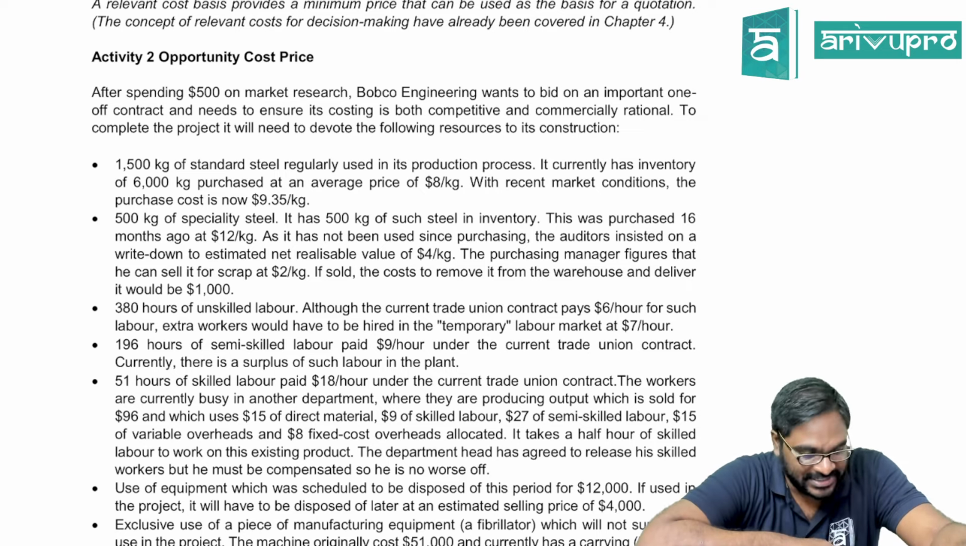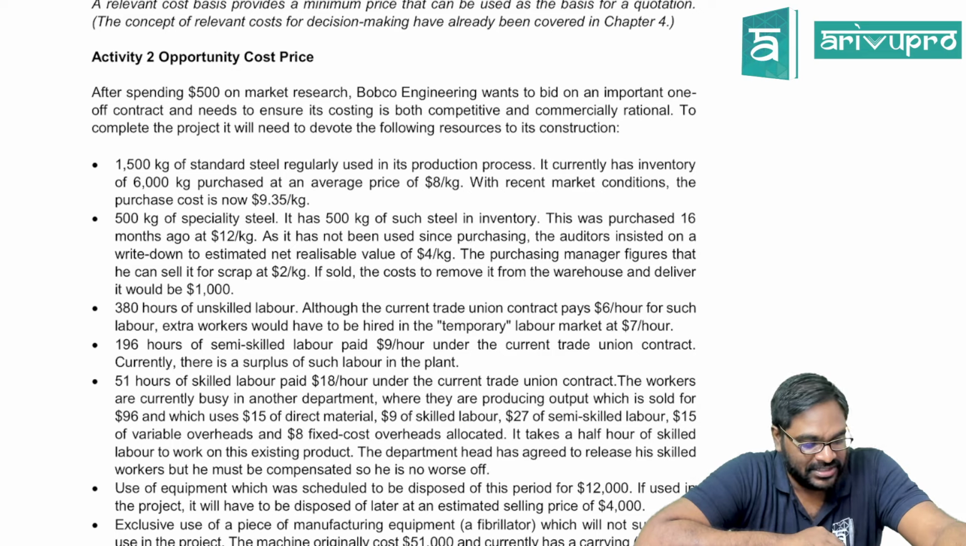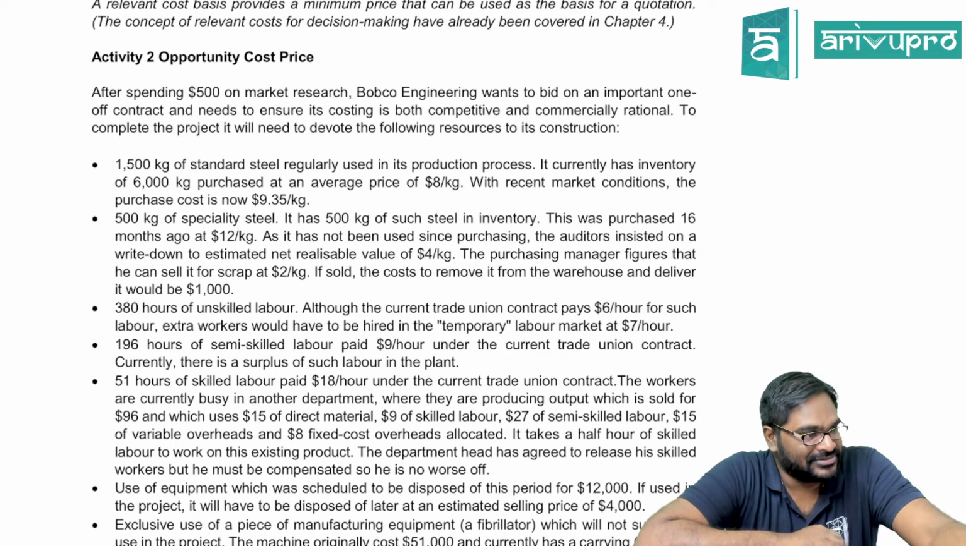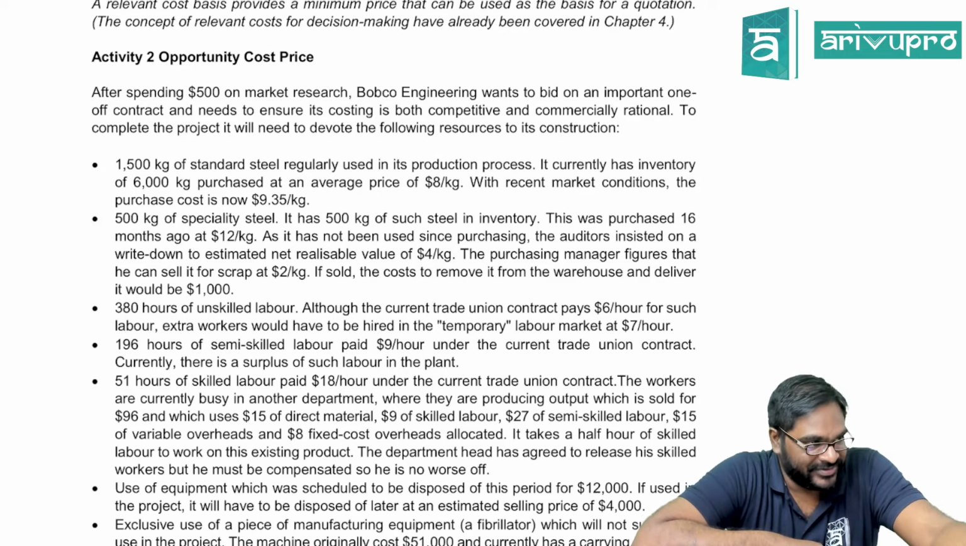9.05, 9.35. 0. Relevant cost is 0. Right. Let's check. That is already incurred, and already incurred means sunk cost. Are we good? Right. Pranit, what is your answer for the first one?